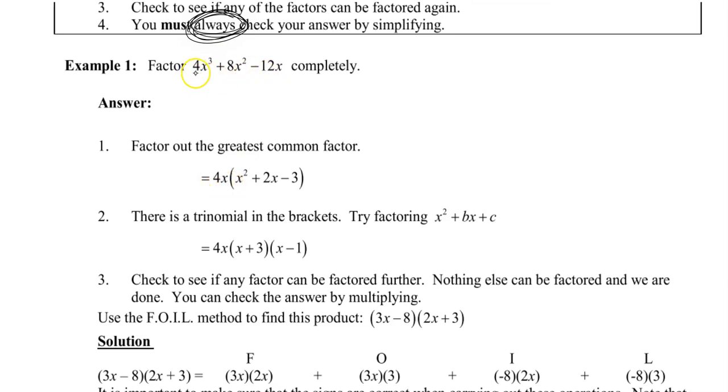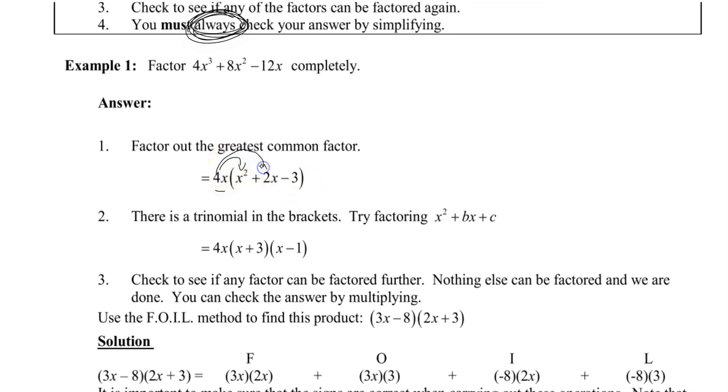So we look here, I need a 4, I need an x, you put down a 4x. What will give me 4x cubed? x squared. What will give me 8x squared? To get an 8, I need a 2, and then x times x gives x squared. What will give me minus 12x? Well, you need a minus 3. 4 times negative 3 gives me minus 12, and then the x. So always check by multiplying it back out.